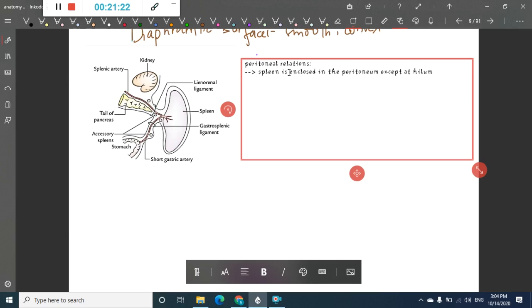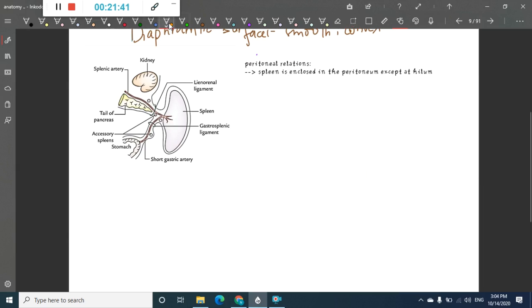Here at the hilum, the two peritoneal folds extend, one to the gastric or stomach and the other to the kidney, and this will lead to the formation of gastrosplenic ligament and lienorenal ligament. If you see at the hilum of the spleen, I'll just label the pictures. This is the peritoneum which we are talking about. This peritoneum is completely enclosing the spleen, except it is not enclosed at the hilum, and from the hilum it will form two ligaments.